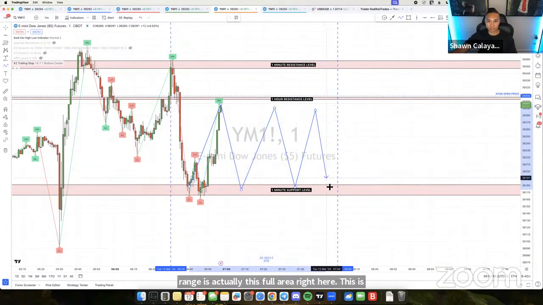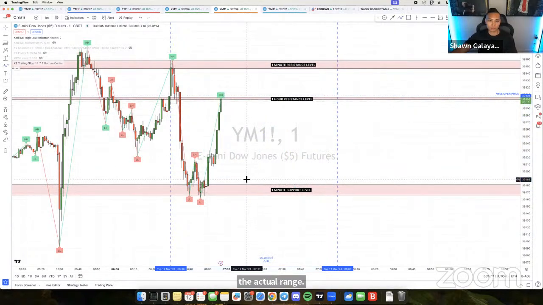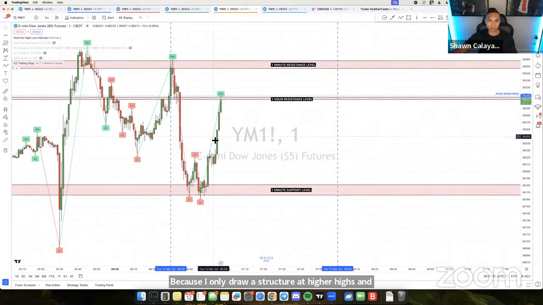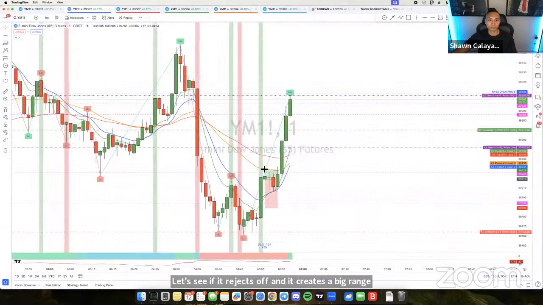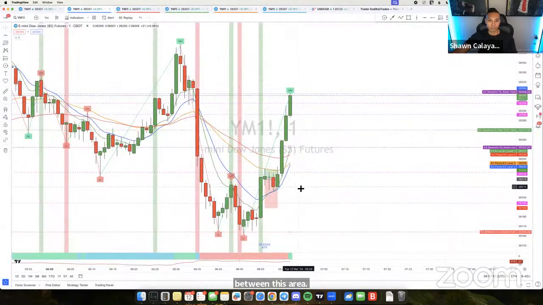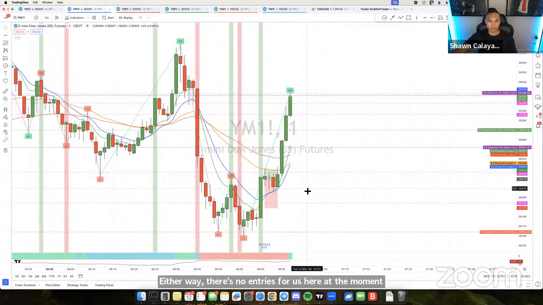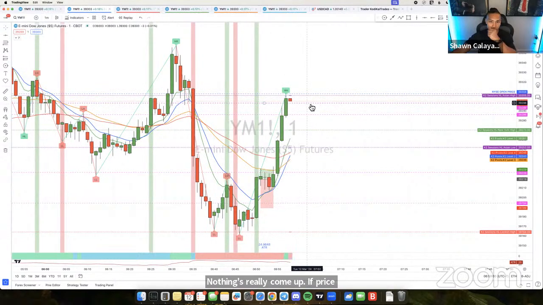Because I only draw structure at higher highs and lower lows, right? Price is pushing up here. Let's see if it rejects off and it creates a big range between this area. Either way, there's no entries for us here at the moment. I know some of you guys are looking for some opportunities here, but nothing's really come up. If price climbs up higher, that's fine too.